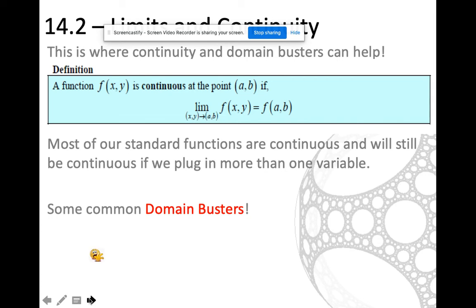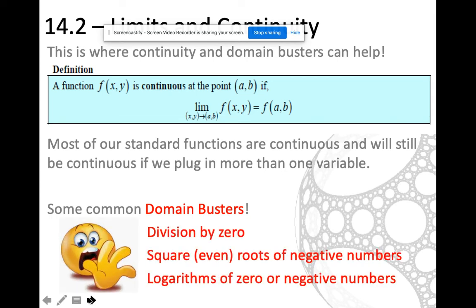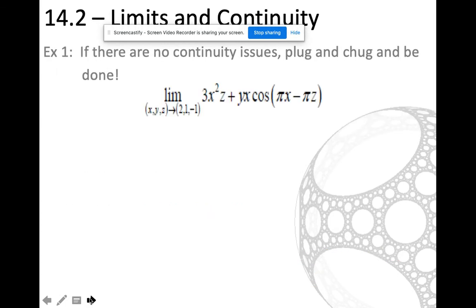Some things that you've got to watch out for. We've been dealing with this for a long time. What's the domain? I can't divide by 0. I can't take square or even roots of negative numbers. I can't take logs of 0 or negative numbers. And my other thing, like tangent, I know to watch out if I've got a tangent expression.